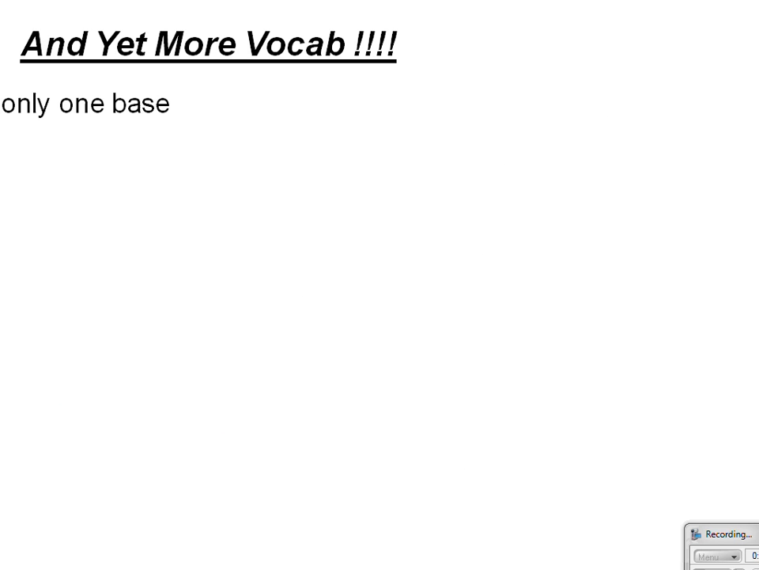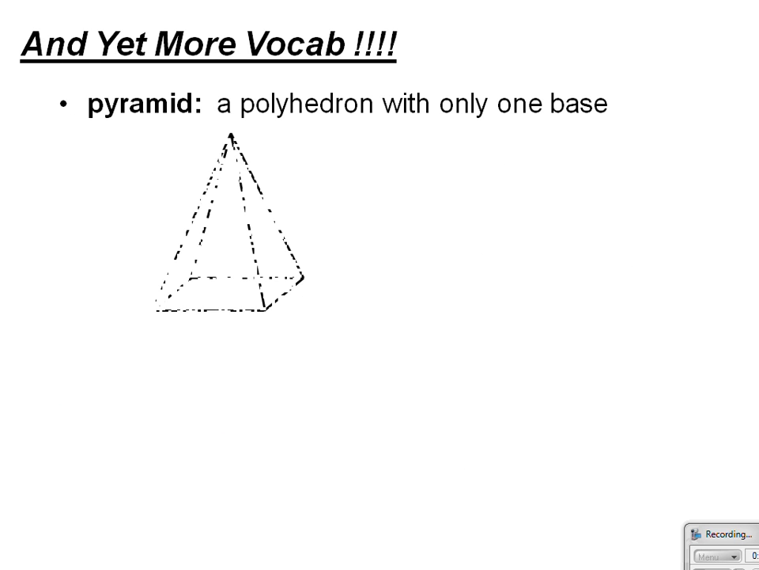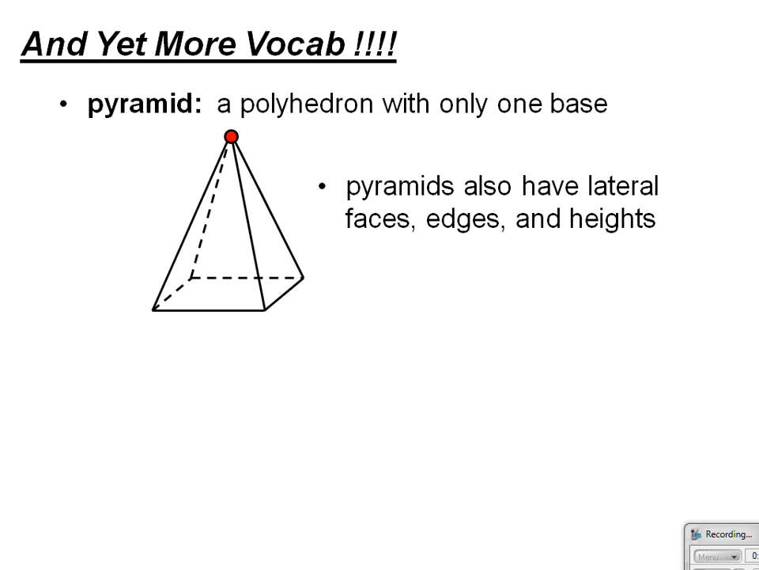And the vocabulary continues. Pyramids. Pyramids are polyhedra with only one base. Now, in a pyramid, pyramids have lateral faces, they have edges, and they also have heights, just as with prisms. But there's also one additional part to a pyramid that a prism doesn't have, and that would be the vertex of the pyramid. And that's where all the lateral edges meet there, opposite the base.